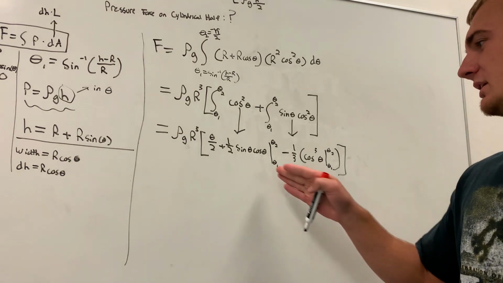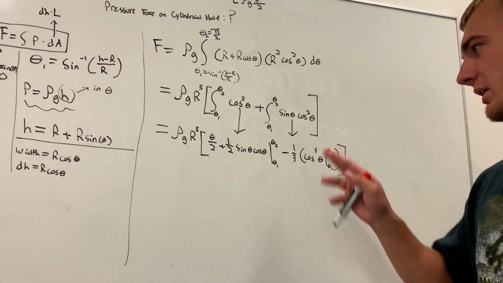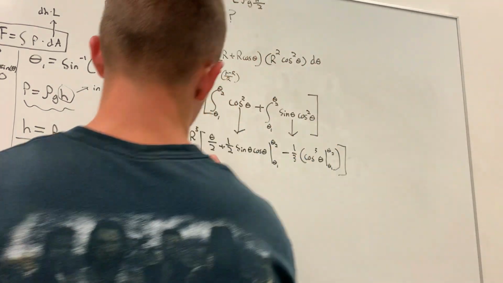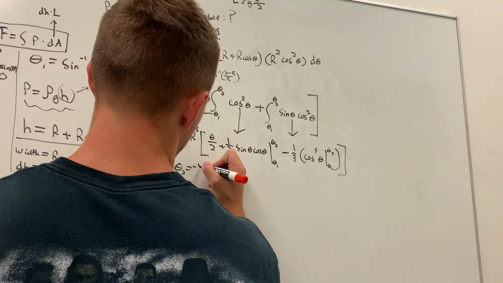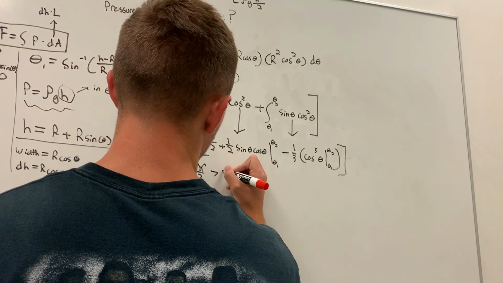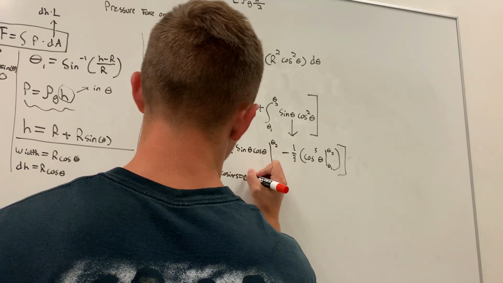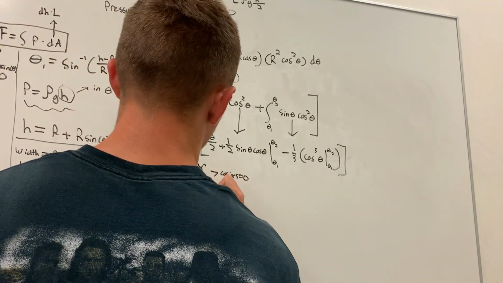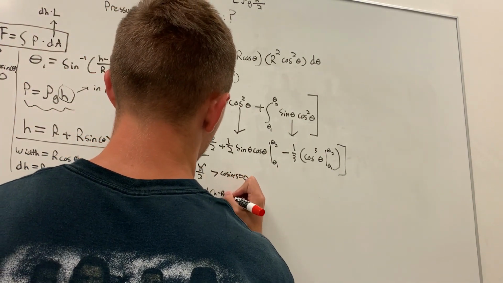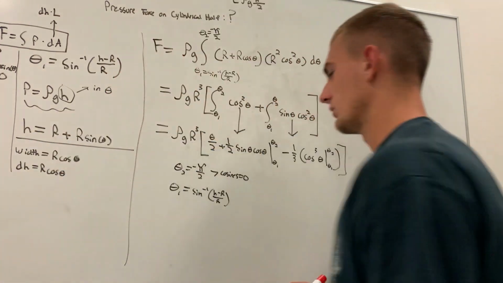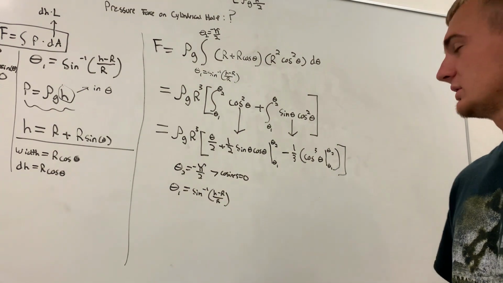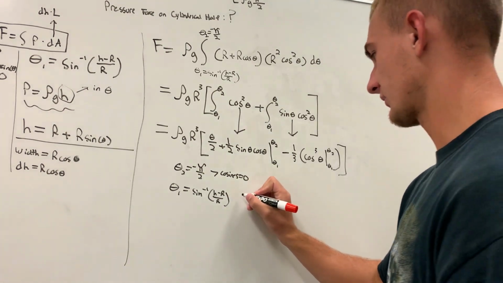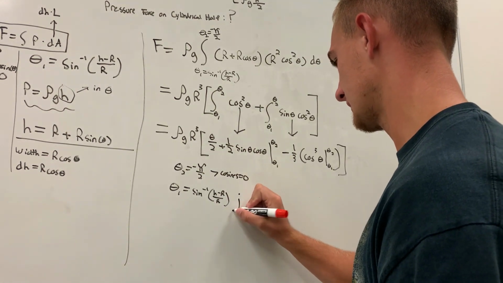Well, we can see here for our cosine terms, when it's theta 2, so theta 2 equals negative pi over 2, cosine equals 0. Our theta 1 is the arc sine of (H minus R) over R. So what we need to do here is express our theta 1 in terms of cosine, so that we can then evaluate it.